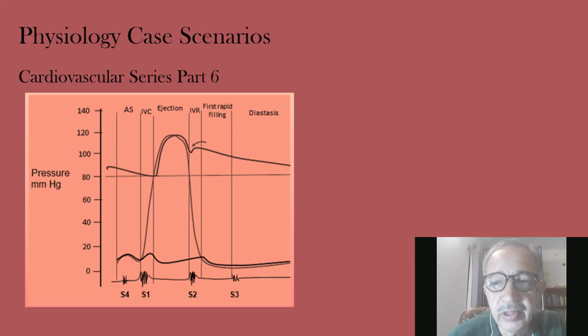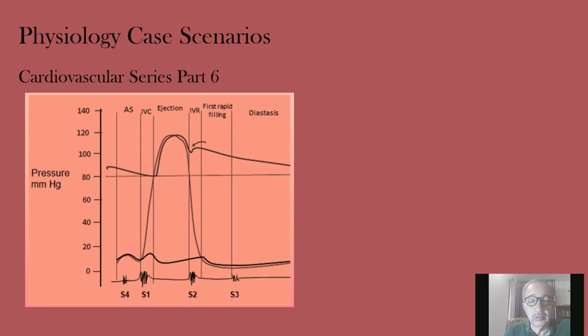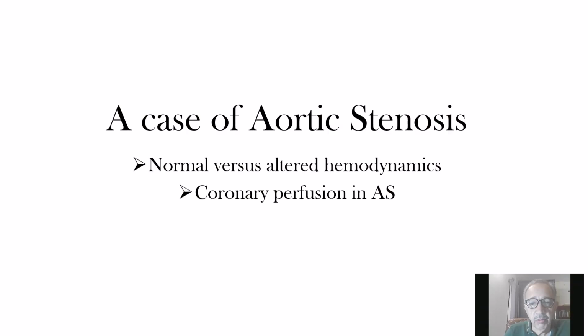Welcome to the Physiology Case Scenarios Cardiovascular Series 6. This video discusses a case of aortic stenosis, the normal and the altered hemodynamics in the coronary perfusion in aortic stenosis.